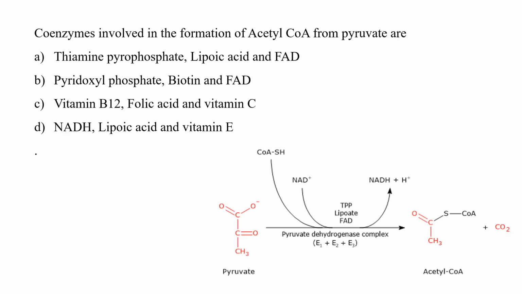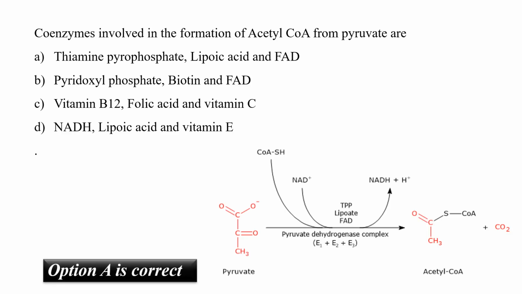in a sequential manner. So here option A has to be the correct answer, that thiamine pyrophosphate, lipoic acid, and FAD are the common coenzymes which are used by the pyruvate dehydrogenase complex along with CoA-SH and NAD.